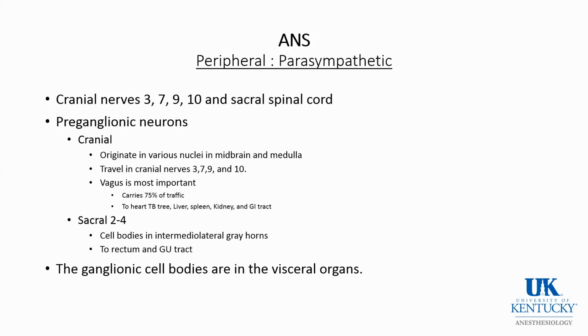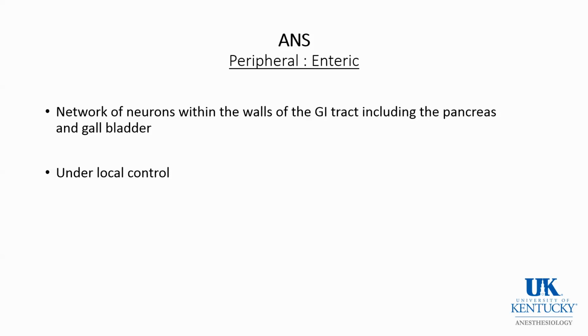This depicts the details of the peripheral portion of the parasympathetic nervous system, and again, one should note where the preganglionic neurons are located and where the ganglia are located. Finally, there is a unique component called the enteric autonomic nervous system, which is a network of neurons within the walls of the GI tract, including the pancreas and the gallbladder, and they are only under local control.